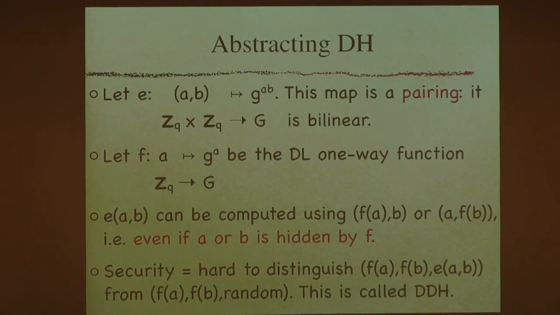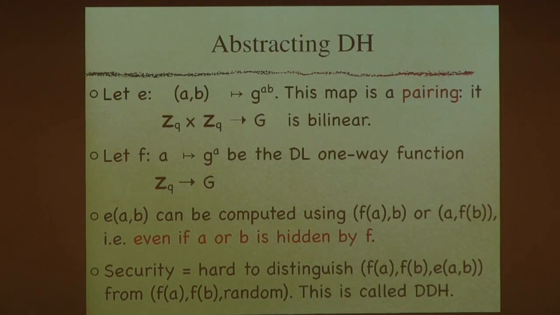And this pairing has a special property. Of course, if you know A and B, you can compute G to the power AB. But the special property of this pairing is that you can also compute it if you hide one of the inputs with a one-way function. Which one-way function? The discrete log one-way function, the map that sends A to G to the A. So I can compute E(A, B) using both F(A) and B, or A and F(B). That's exactly what Alice and Bob are doing. So even if one of the inputs is hidden by F, I can do my key exchange.